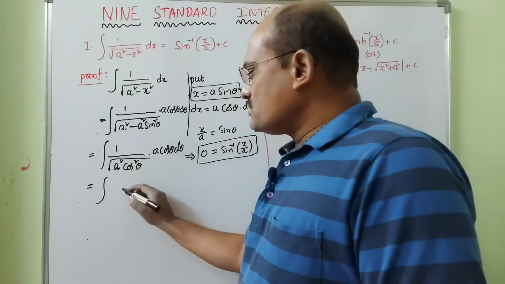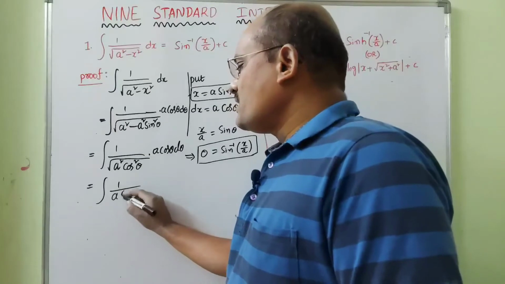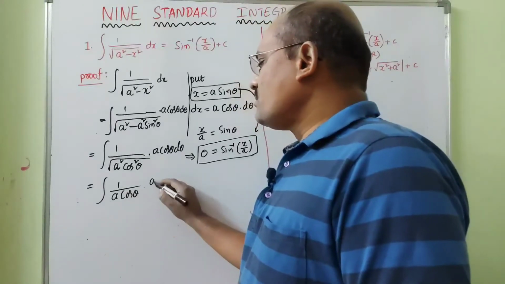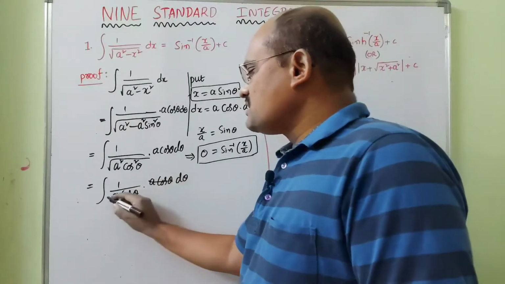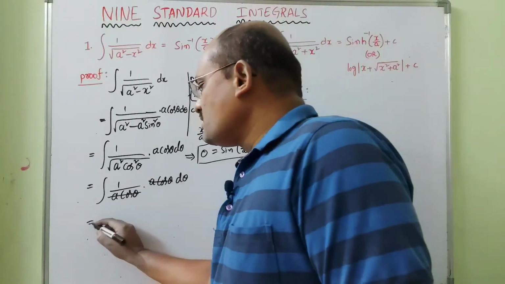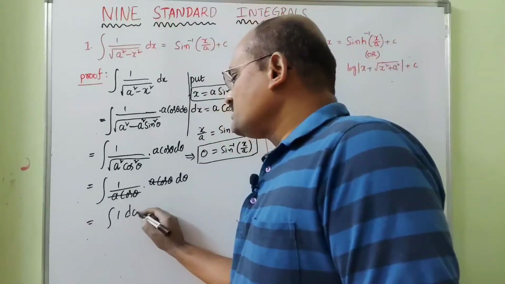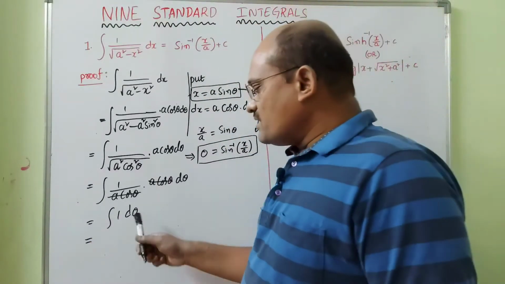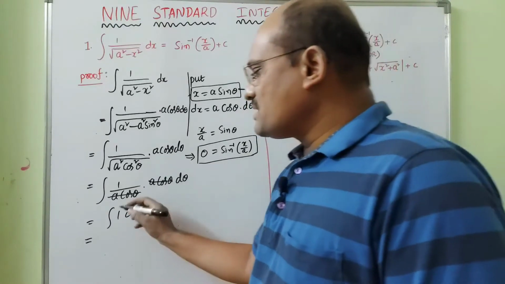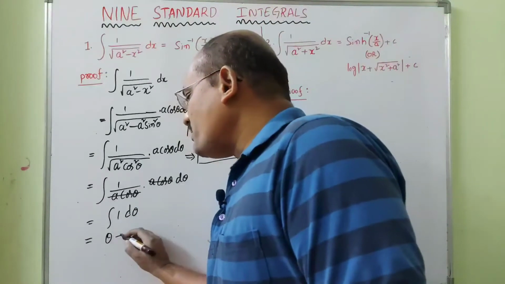Now apply square root. You will get 1 by a cos theta into a cos theta d theta. A cos theta gets cancelled. You will get integral of 1 d theta. What is the integration of 1? We are integrating with respect to theta. That's why integration of 1 d theta is theta plus c.